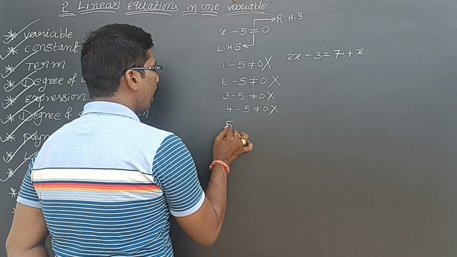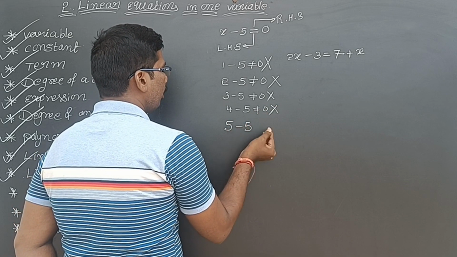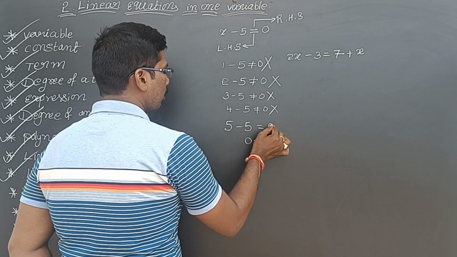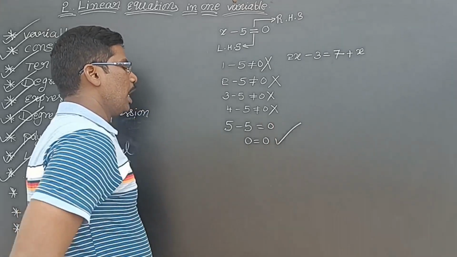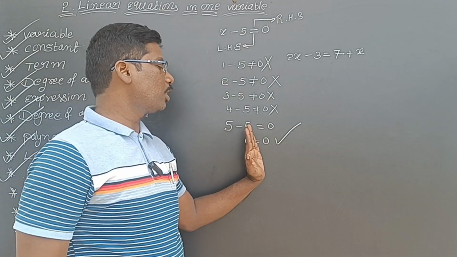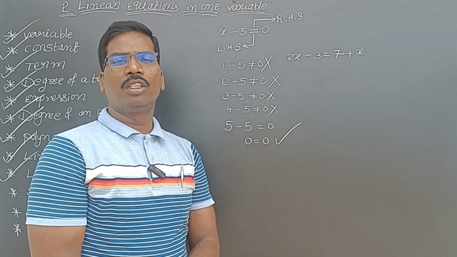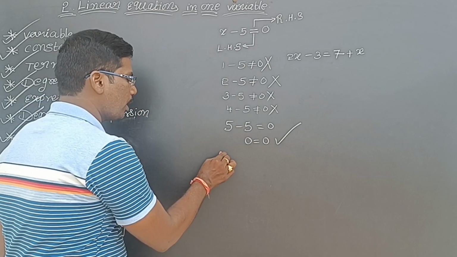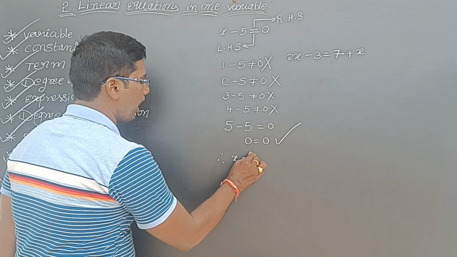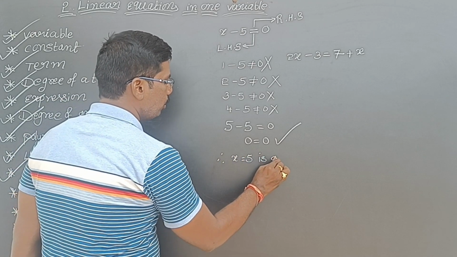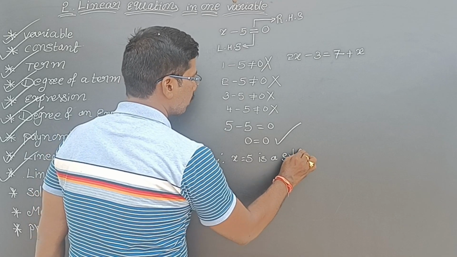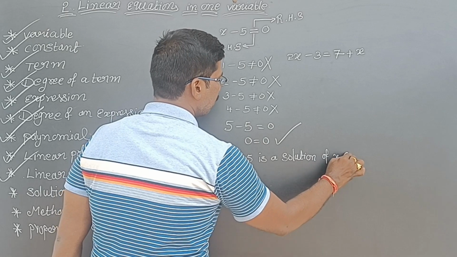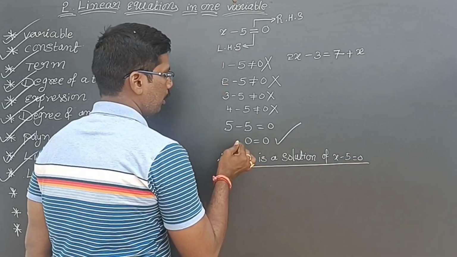Now see here, I am taking x is 5. Then 5 minus 5 is equal to 0. So 0 is equal to 0. On the left side I am getting 0, and on the right side also I am getting 0. So these two are equal. So now we can say that x is equal to 5 is a solution of the equation x minus 5 is equal to 0.